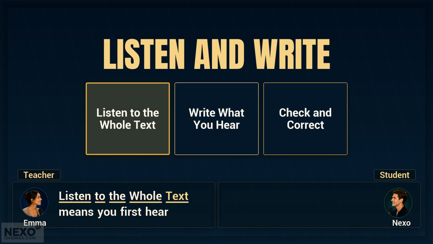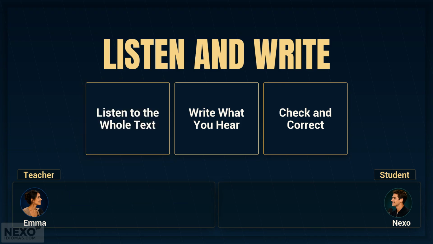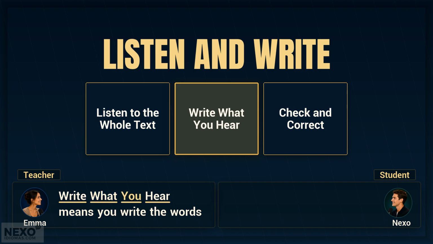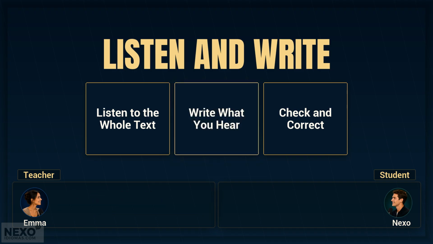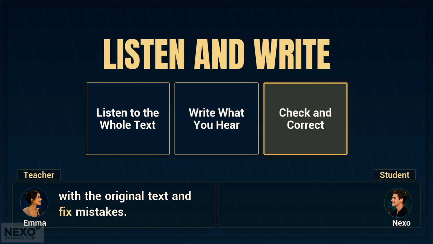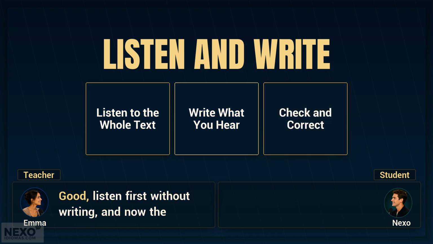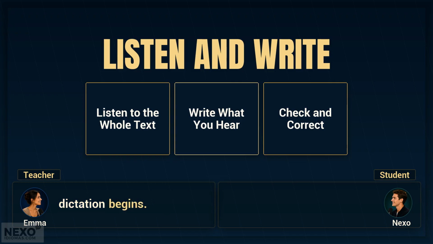Listen to the whole text means you first hear everything for a first contact. Write what you hear means you write the words during the dictation. Check and correct means you compare your writing with the original text and fix mistakes. I have my pencil ready. Good. Listen first without writing, and now the dictation begins.